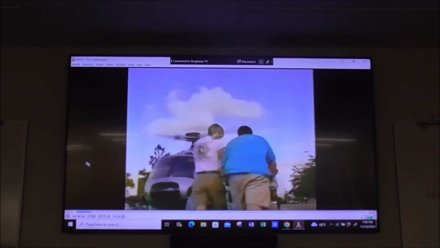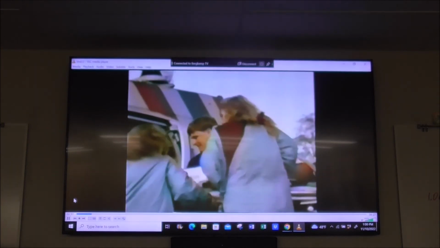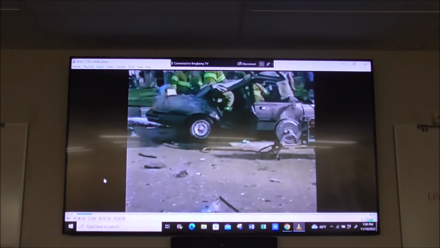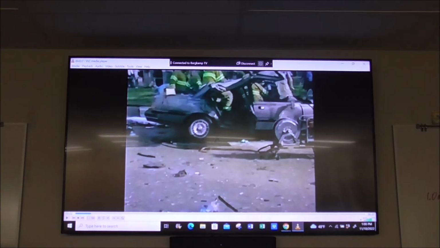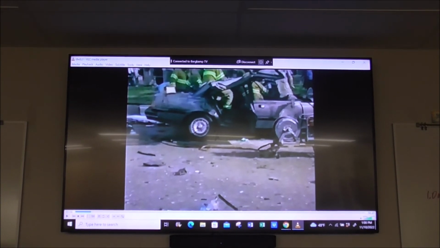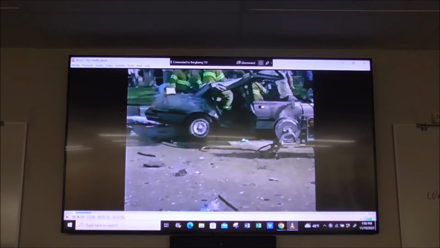In the last 100 years, more Americans have died in car crashes than in all the wars the United States has ever fought. Now, let's just let that soak in. In the last 100 years, more Americans have died in car crashes than World War I, World War II, the Civil War, the Korean conflict, all those others. We've lost more Americans' lives to car crashes than anything else.